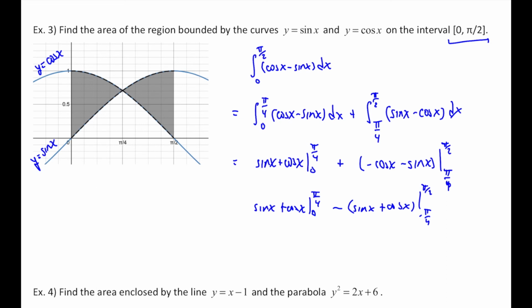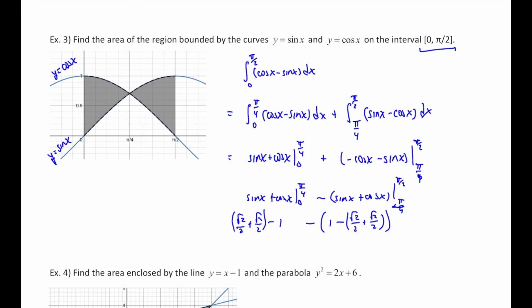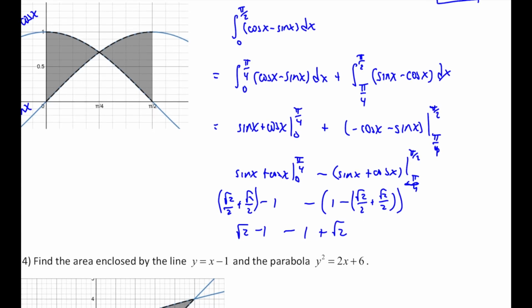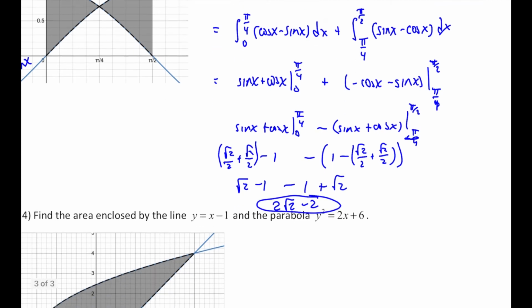So on the right side, that's going to be root 2 over 2 plus root 2 over 2, subtract 1, subtract, well, that's going to be 1, subtract, at pi over 4, root 2 over 2 plus root 2 over 2. So we have root 2, subtract 1, minus 1, plus root 2. And so that's going to get us a total of 2 root 2, subtract 2. There we go. One last one for now.